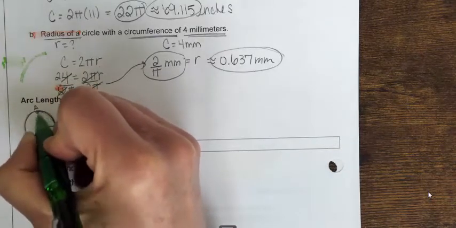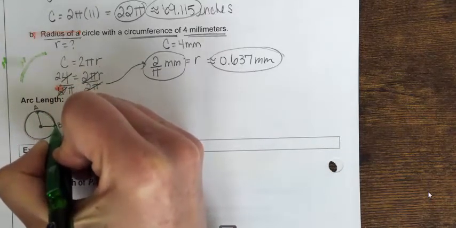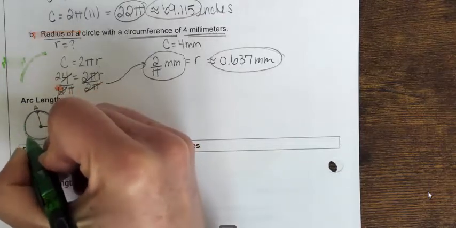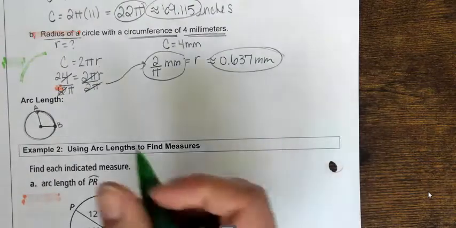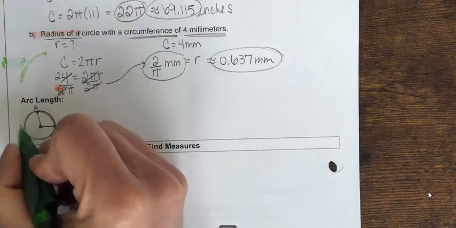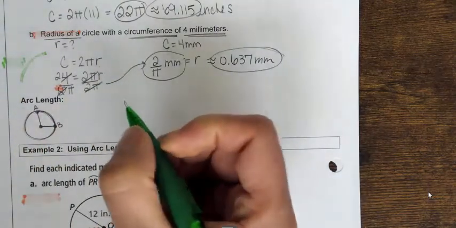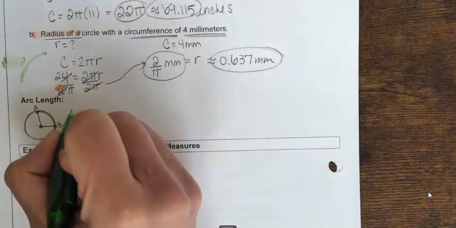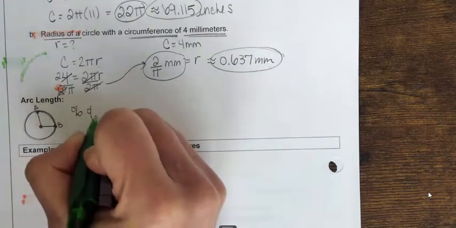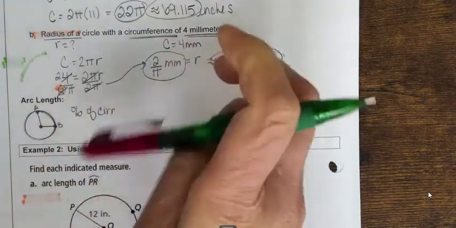From A to B, the length here is just going to be a fraction of the entire length around the entire circle. And we know that the length around the entire circle, we call that circumference. So really what we're doing is looking for a fraction or a percent of the circumference. So arc length is a percent of circumference.